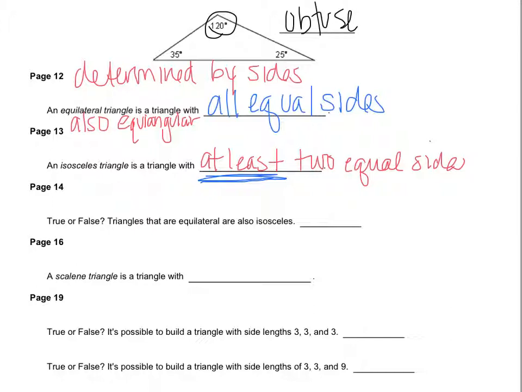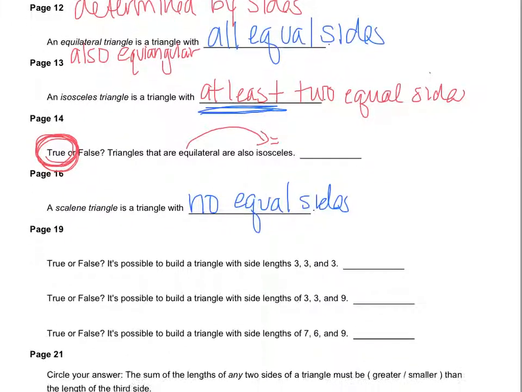Now, a triangle can only have 3 sides. So that means if it's an isosceles triangle, either 2 sides are equal or 3 sides are equal. So this question says triangles that are equilateral are also isosceles. That is true. If it is equilateral, that means that it is also isosceles. And our last type is scalene, and scalene is a triangle with no equal sides. So all the sides are completely different.